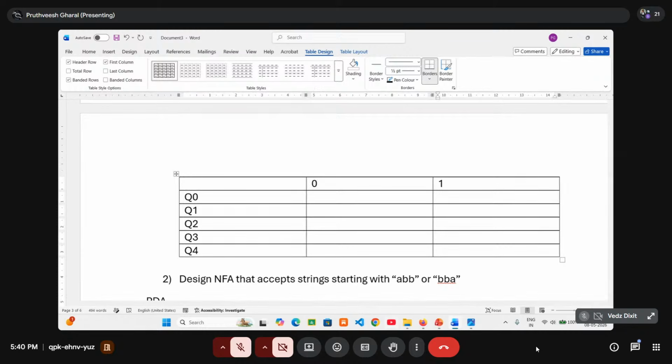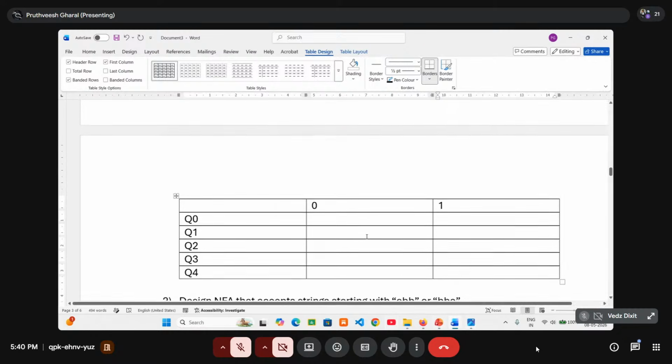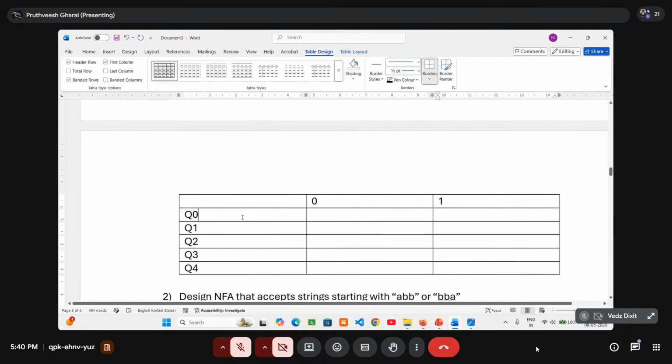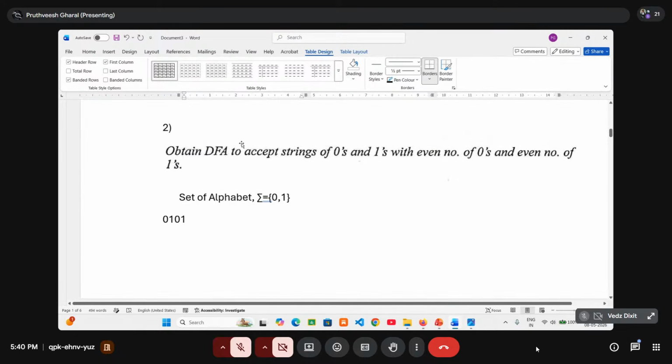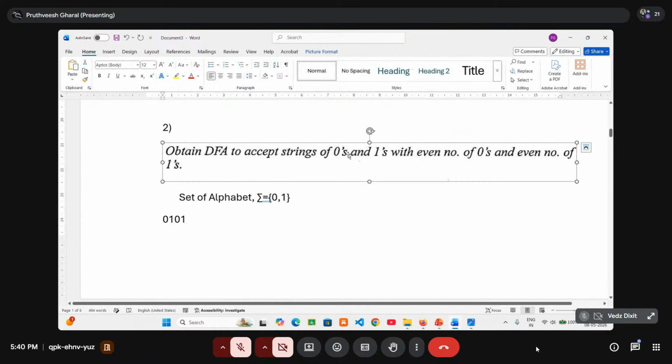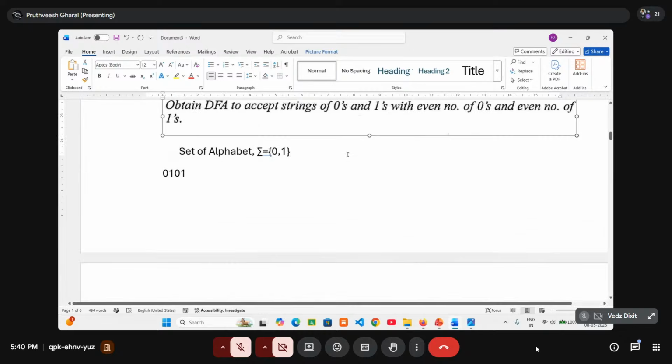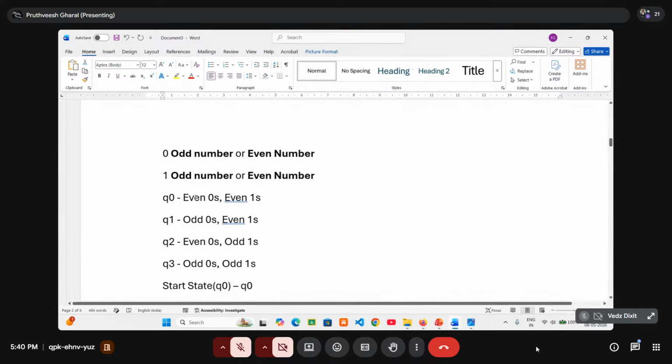One. And in Q0, we do not make any assumptions. In a DFA, we did make an assumption here. Whenever we design a machine to accept an even number of zeros and an even number of ones, we started in a state where we knew that there are an even number of zeros and an even number of ones.